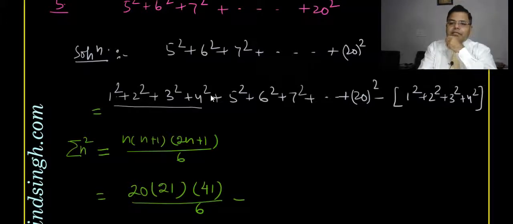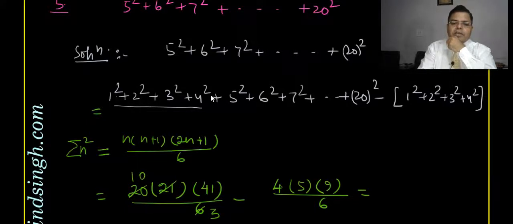This is the sum up to 4 square, so 4 into (4 plus 1) that is 5, into (4 twos are 8, plus 1) 9, and whole divided by 6. That is nothing else, this can be cancelled: 3 twos are 6 and 10 twos are 20, 3 can cancel this 7 times. So 7 ones are 7 and 7 fours are 28. So 2870 minus, this can cancel: 2 twos are 4 and 2 threes are 6, 3 threes are 9. So 5 twos are 10, 10 threes are 30.